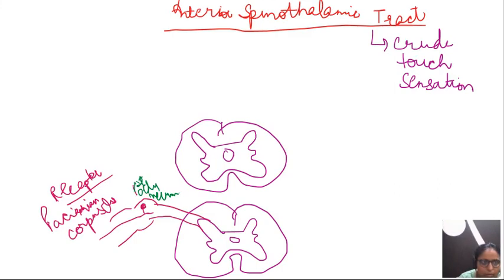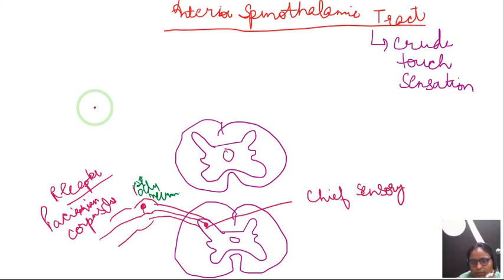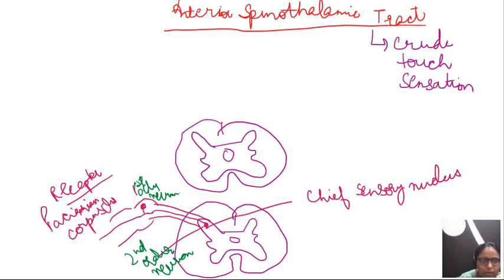Then from here it will reach your dorsal gray horn. Which nucleus is there? For the lateral spinothalamic tract it was Clark's nucleus, and here it is the chief sensory nucleus. So the second order neuron will be formed here at the chief sensory nucleus. After taking origin from the chief sensory nucleus, it will proceed further as the anterior spinothalamic tract. So how will it follow? It will go further downwards, then from here it ascends.